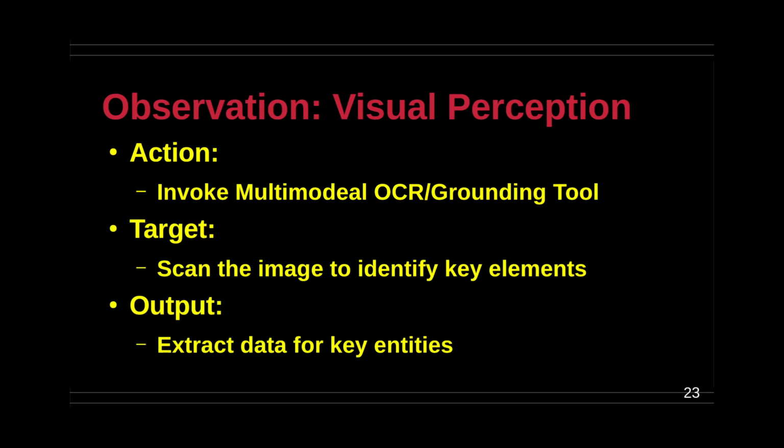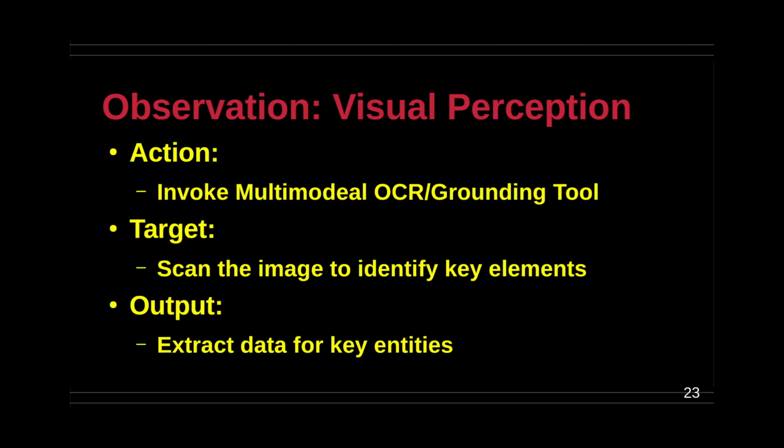Every single action an intelligent agent takes starts with looking. This is the first step, visual perception, where the Qwen3-VL model uses its vision capabilities to simply see the problem. Let us look at the action. The first action is to invoke a multimodal OCR grounding tool. This isn't just taking a picture, it's like giving the AI a pair of smart glasses.